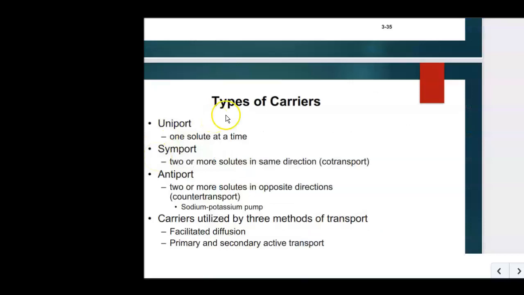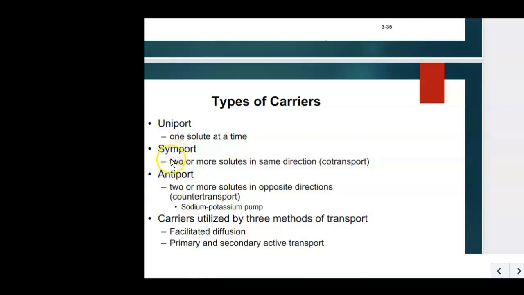And now in the figure, we have types of carriers, right? We have uniport, which is going to transport only one thing at a time. And we're going to have symport, 2 or more solutes in the same direction. Or antiport, 2 or more solutes in different directions. So in this question, we have that sodium and glucose are being transported. So it has to be 2 of them, right?